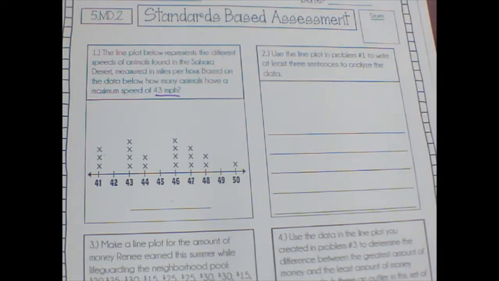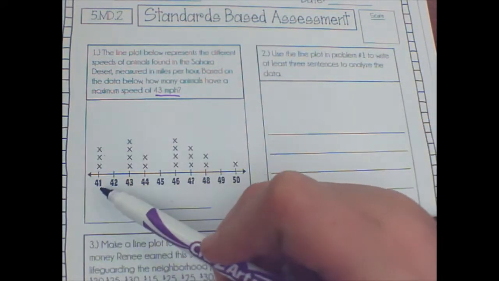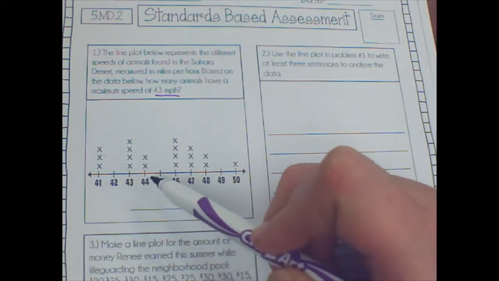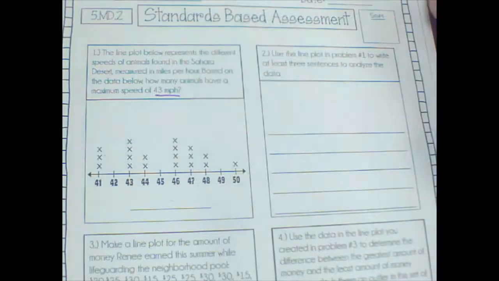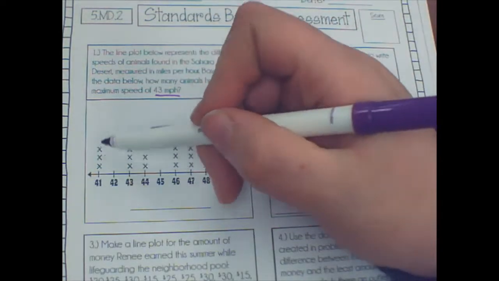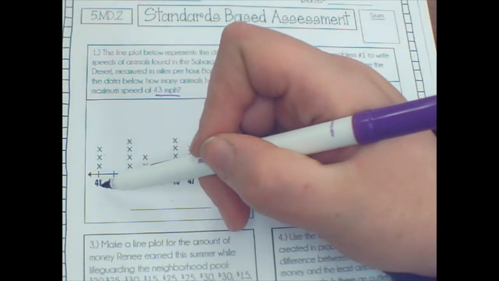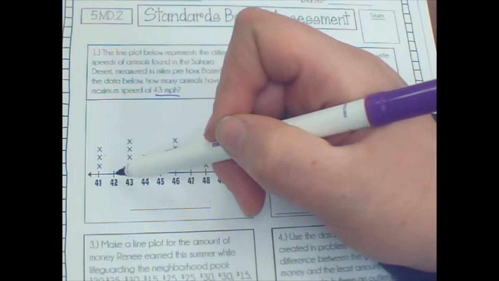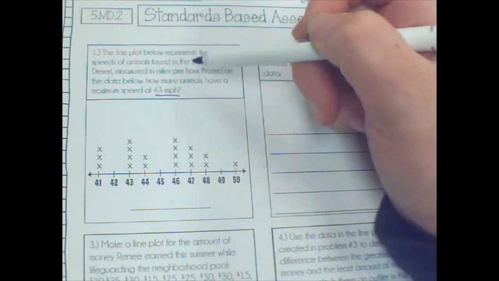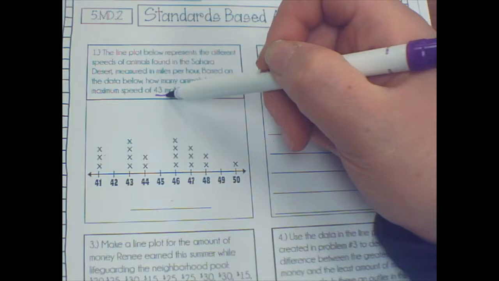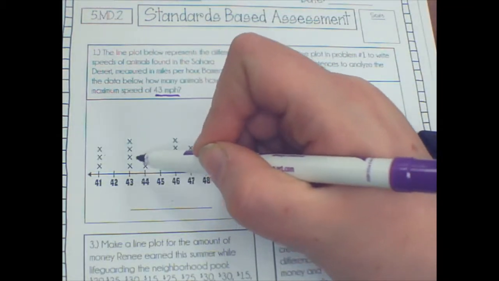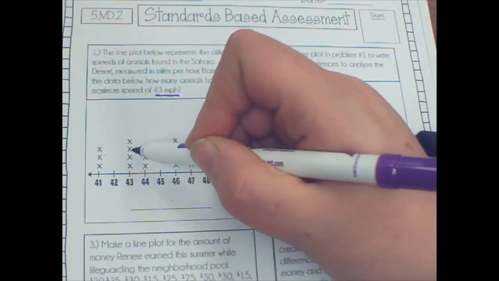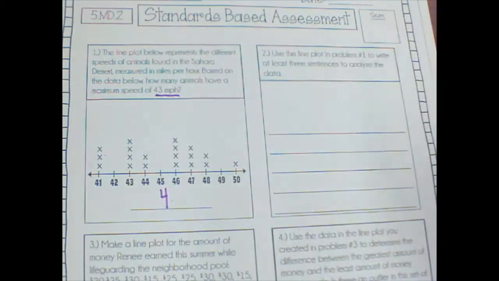This one's pretty simple. These are obviously the speeds, 41, 42, 43, 44, 45, so on and so forth. These are the number of animals that have that speed. So there are 3 animals who run at 41 miles per hour. There are 0 animals that run at 42 miles per hour. It wants to know how many animals run at 43 miles per hour. So we look at 43 and we count: 1, 2, 3, 4.